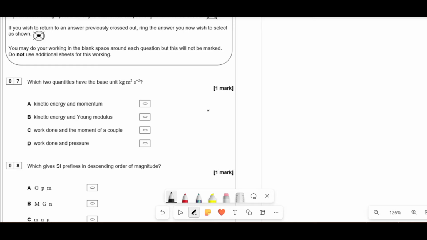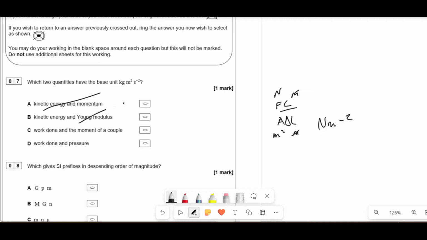For this one, kinetic energy is half mv squared, which is going to be in kilograms meters squared per second squared, so that would fit. Then if you look at momentum, that's mass times velocity, which would be kilograms meters per second, so that one's out. What about Young modulus? Remember, Young modulus is stress over strain, which is just FL over A delta L. So that unit is going to be newtons, meters squared, meters, and that gives you newton meters minus 2.